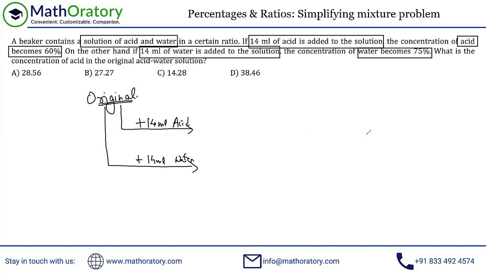So let me just work with the ratios out here. Now let me take the second part of the information, each of them, that is. So we have acid and water. So in the first scenario, look at this part, acid becomes 60%, right? So if acid is 60%, water is 40%. So there is a ratio of 3:2. So I'm just noting the ratio out here.